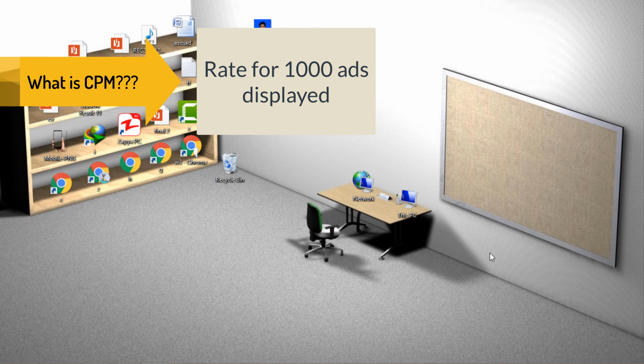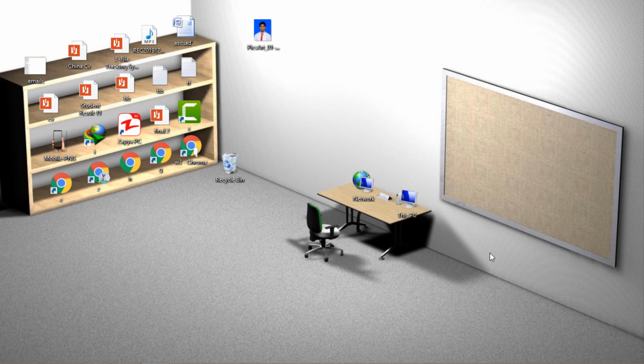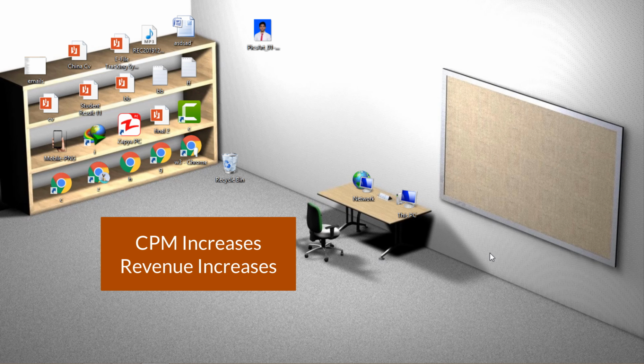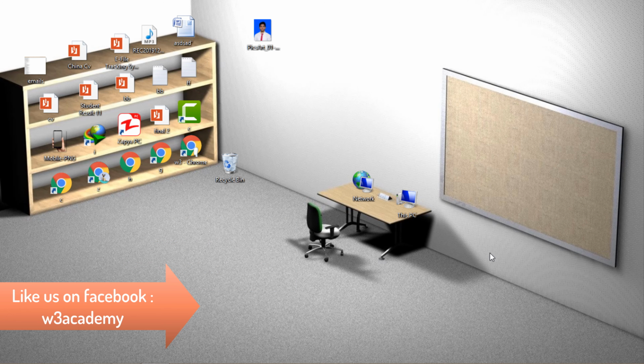That means how much the advertisers pay to YouTube or to Google for showing their ads 1,000 times on your content, and CPM is directly proportional to your revenue. That means if your CPM increases, then your revenue will also increase. In this video I will show you how you can use Google Ads to get high CPM keywords, so that you can put those keywords in your tag section and increase your revenue. So let's start our video.